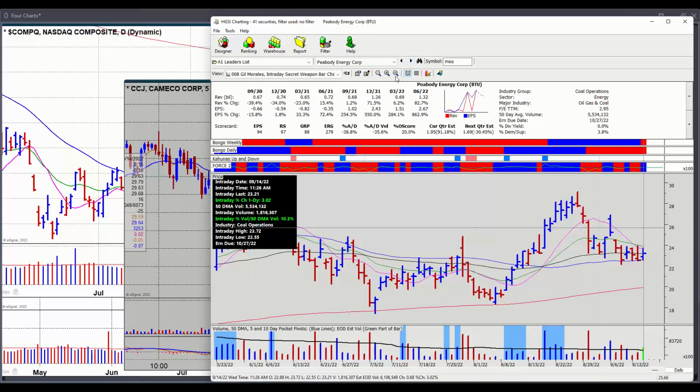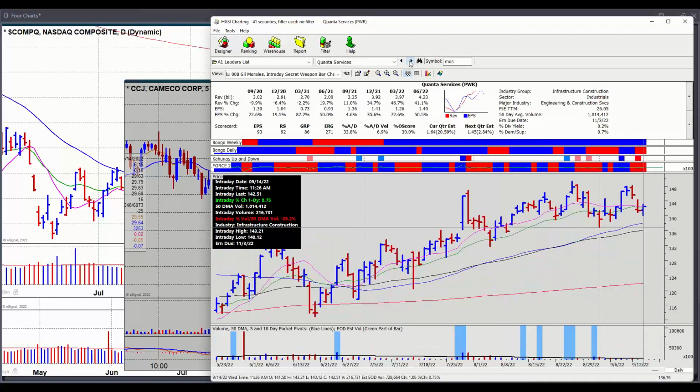Peabody Energy is another coal name. It's wobbling in here along the 10 and the 20. Support at the 50. So short at the 10 and the 20. If it busts at 50, now you've got a secondary short sale entry trigger, and you're off and running if it's going to work. I already showed you Quanta.